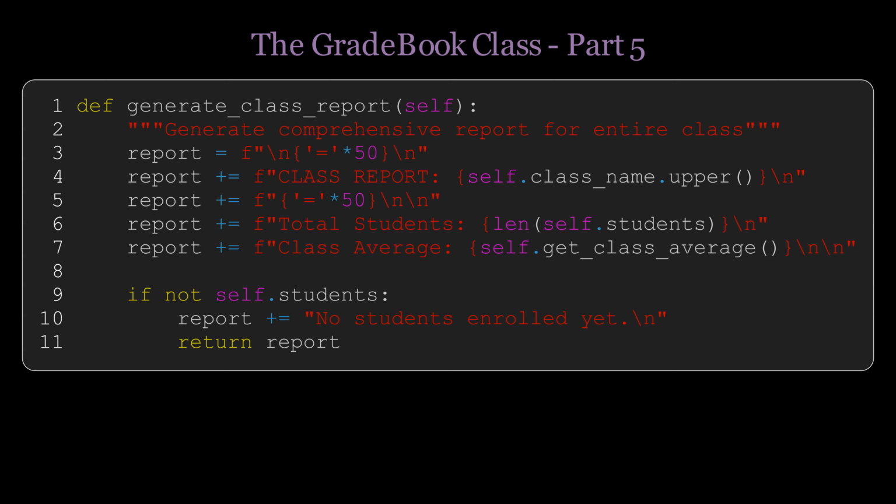method. If there are no students, we show a friendly message and return early. This prevents trying to process an empty list. The formatting uses equal signs for visual impact, making the report professional and easy to read.